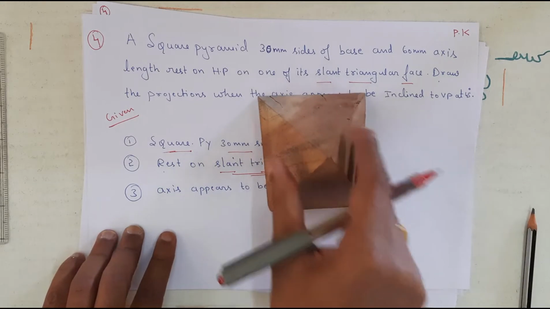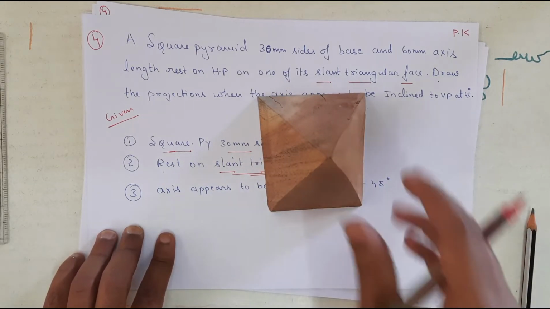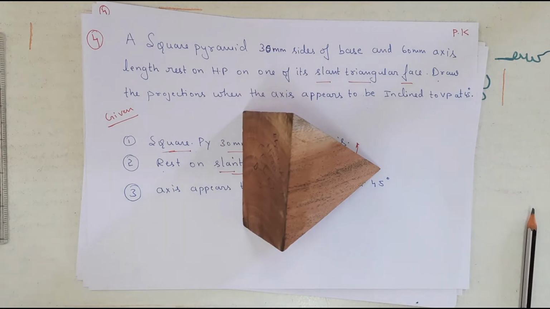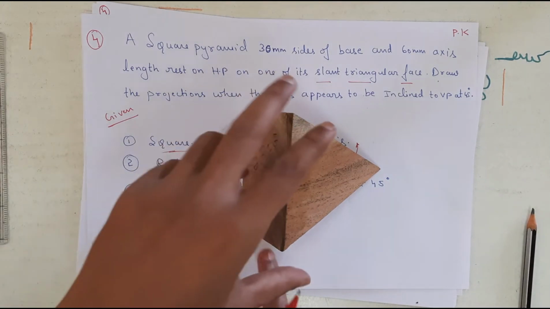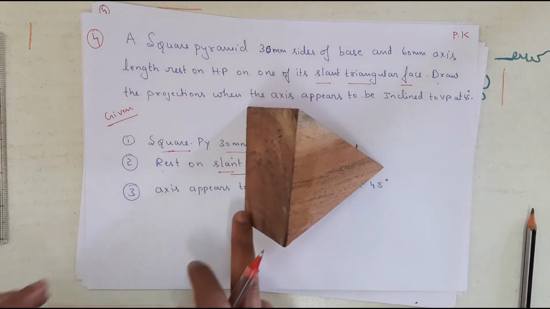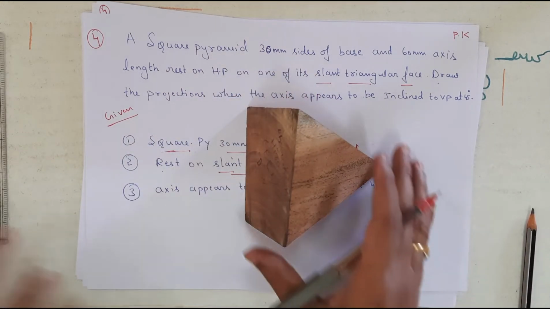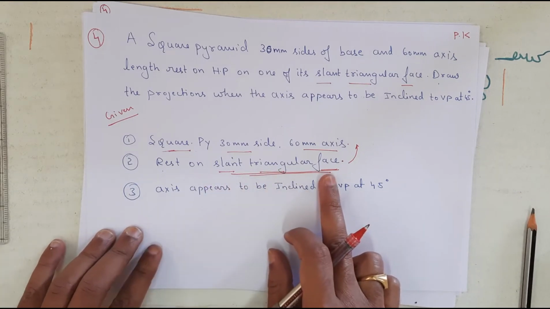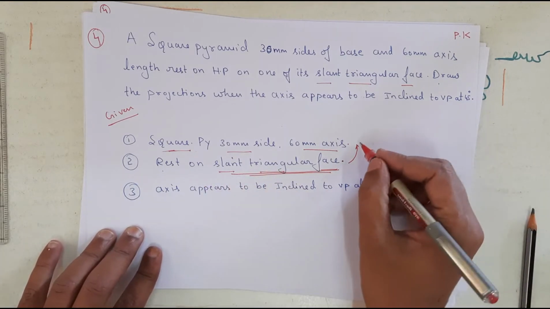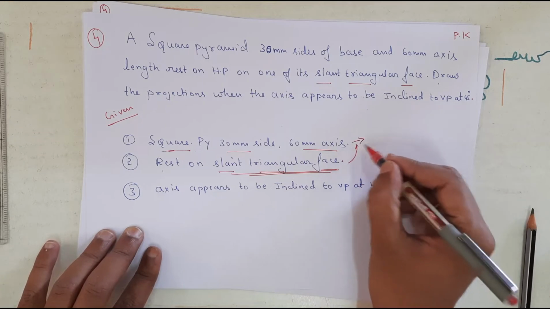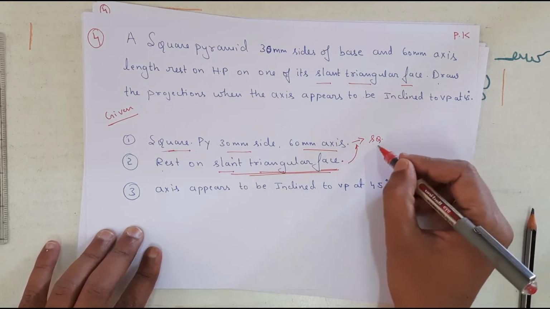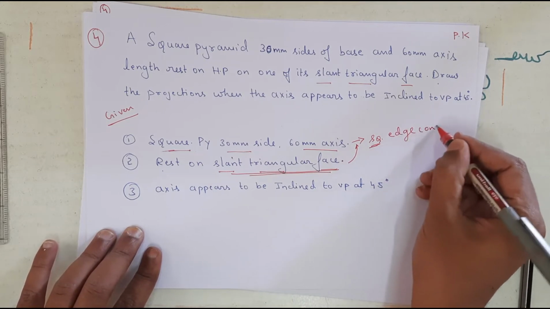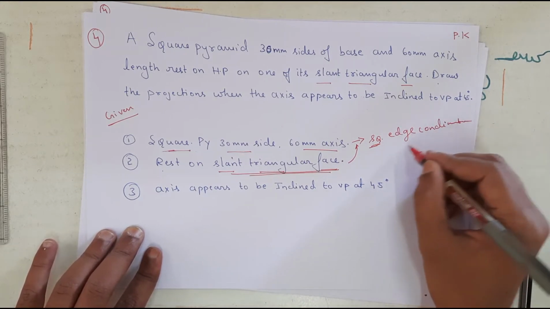See, this is a square pyramid. So they are telling that it is resting on one of its slant triangular faces. So how many corners will be there on the HP? There will be 3 corners on the HP. Therefore, if they tell the slant triangular face, then initially you have to write the square must be in edge condition. Okay, please keep this in mind.